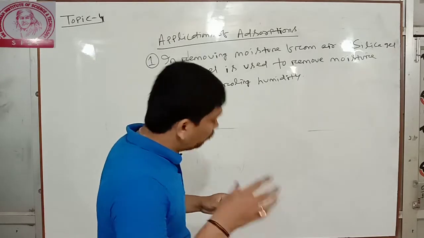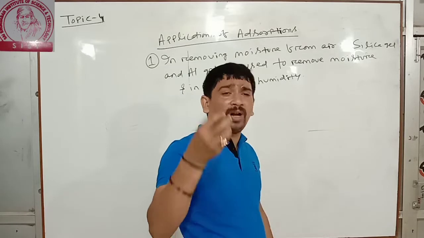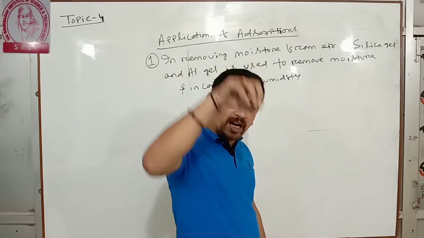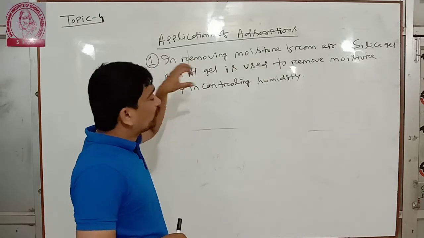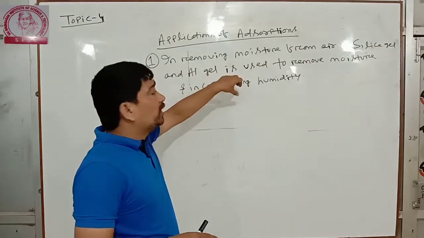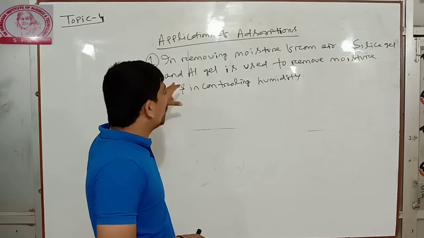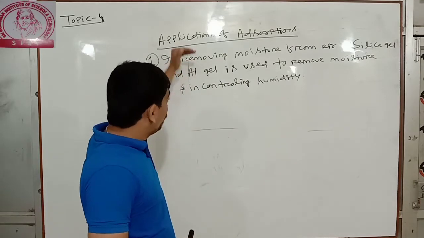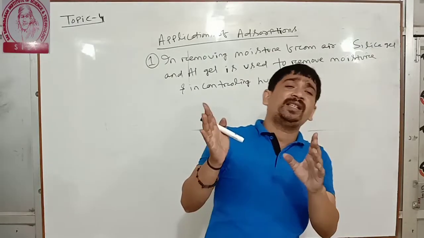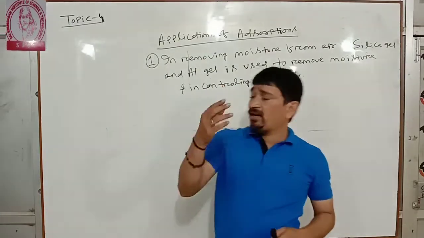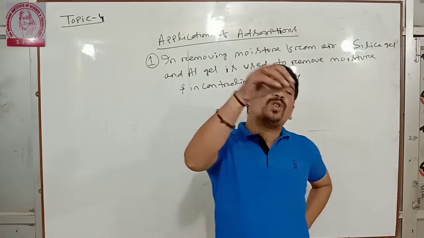Because the moisture or water particles get adsorbed on the surface of the silica gel. So when the water particles of the moisture get adsorbed on the silica gel or aluminum gel, it removes moisture from air. Air is a mixture of so many gases, and in air moisture is also present.